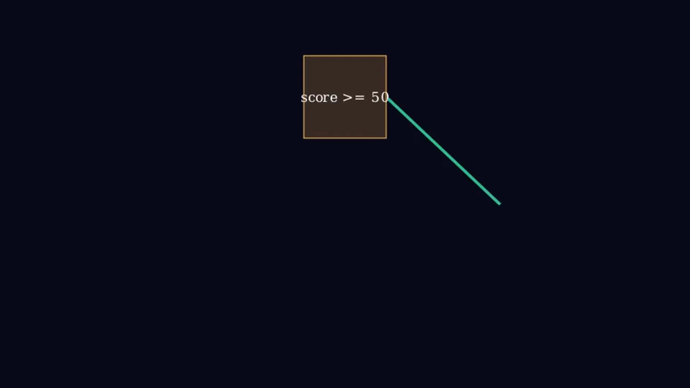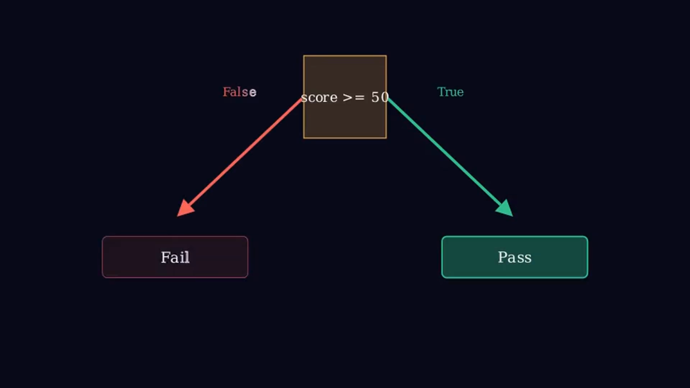Now let us build something real, a grade checker that combines a loop with an if-else. Inside a for loop you can put any code you want, including an if-else statement. Here we check each student's score. If the score is 50 or above, the result is pass. If the score is below 50, the result is fail. This combination of a loop with an if-else is one of the most common patterns in all of programming. You will use it constantly.